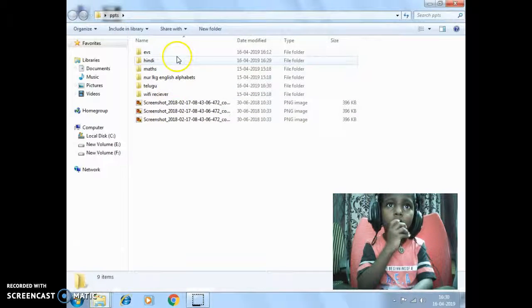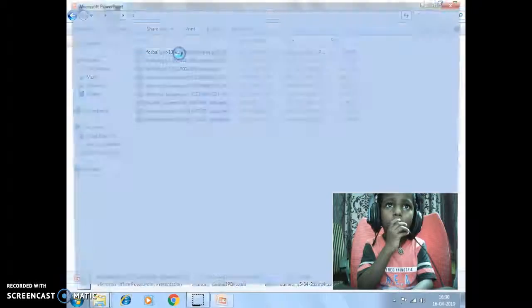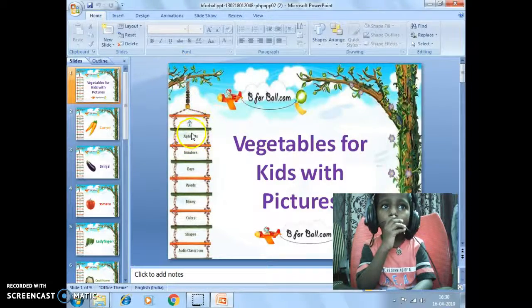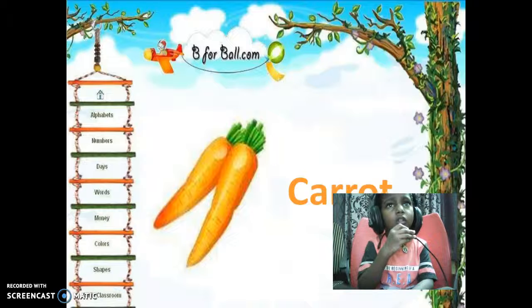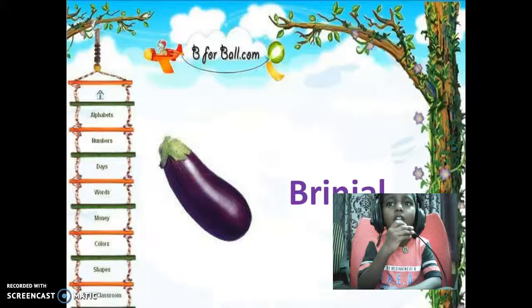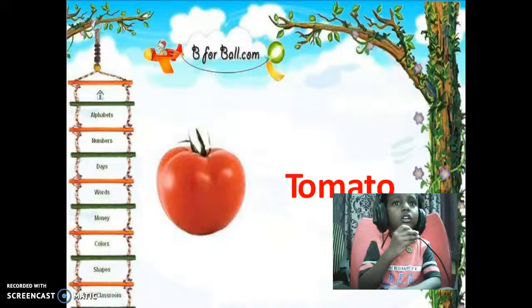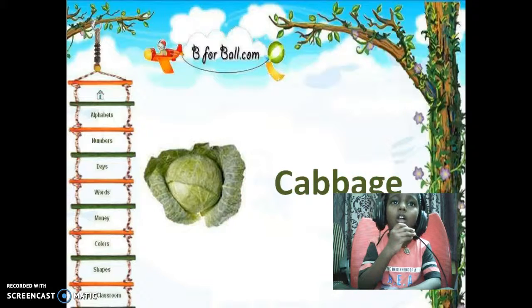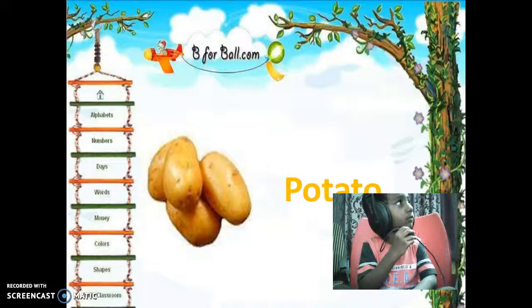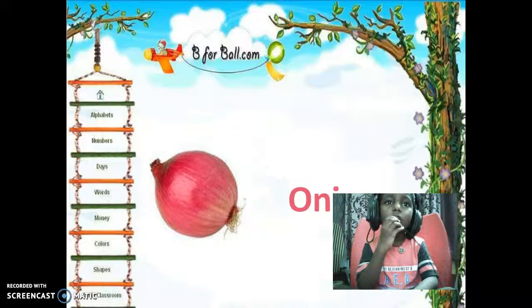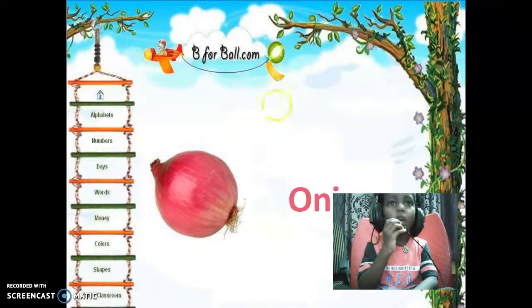Now we are going to EVS. What is this picture? What is this picture? Carrot. What is this? Tomato. What is this? Potato. What is this? Potato. What is this? Onion.